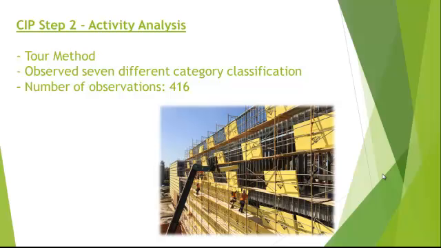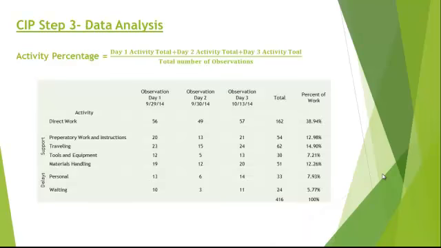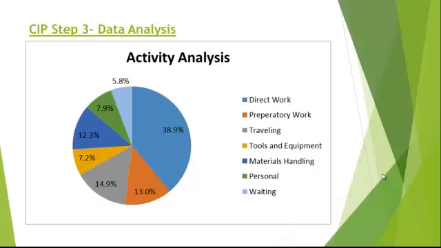Cycles of the activity analysis were conducted in order to measure performance or productivity and to analyze results for future improvements. 3 separate days and times of observations were conducted. A total of 416 observations were made. The percentage of the work for each activity was calculated based on the total number of observations. Productivity was slightly higher in the morning because the temperature did rise in the afternoon on all 3 observation days. The results show that almost 39% was direct work.